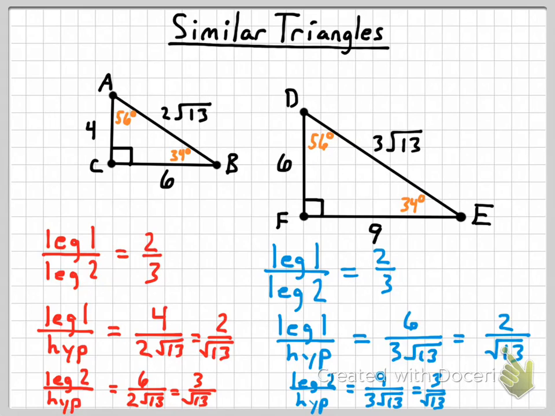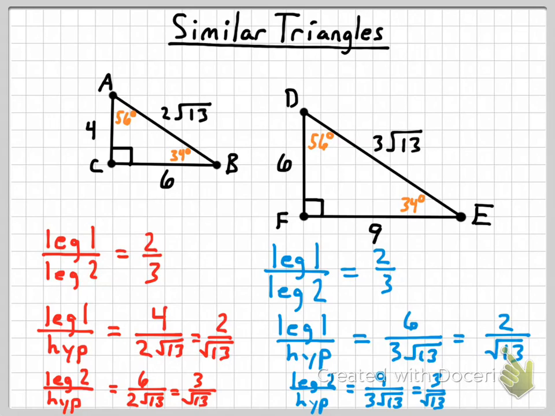to every other 34, 56, 90 triangle, that we can memorize the ratios between any two sides, between the two legs, between a leg and a hypotenuse. And I've shown you that those are always the same. And those ratios have been given special names. They're called sine, cosine, and tangent ratios. I'm going to teach you a little bit more about those.